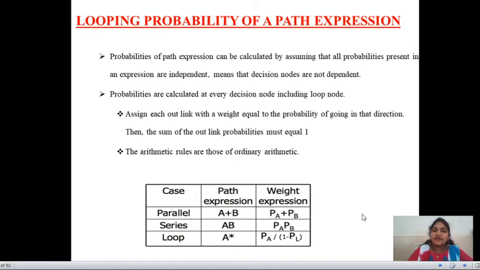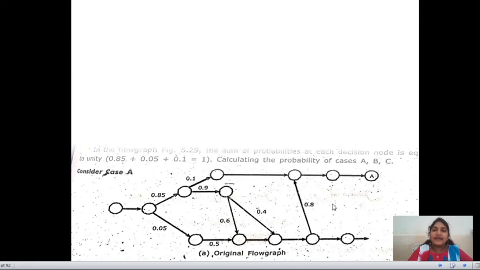This is the way to define the probabilities of path expressions, calculated by assuming all the probabilities present in an expression are independent, meaning the decision nodes are not dependent. Probabilities are calculated at every decision node, including the loop node, assigning each outlink a weight equal to the probability of going in that direction. The sum of the outlink probabilities must be equal to 1. Whatever arithmetic rules we have, those rules are to be applied. Let's see the example.